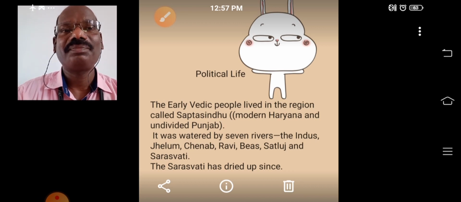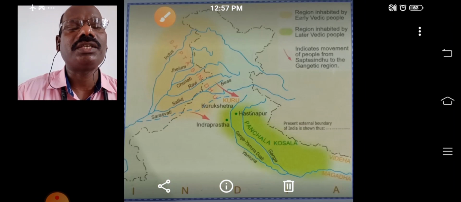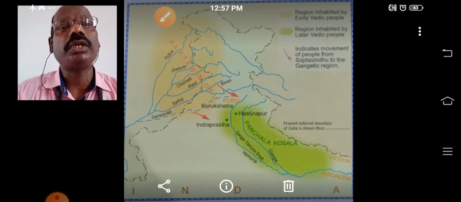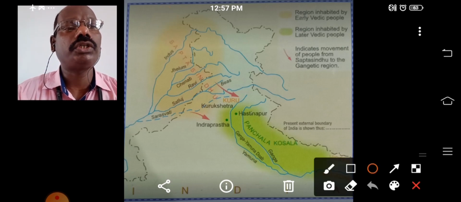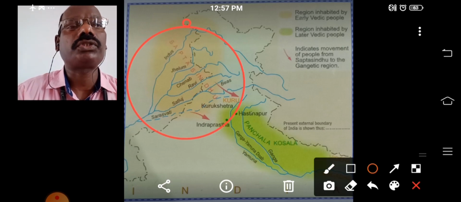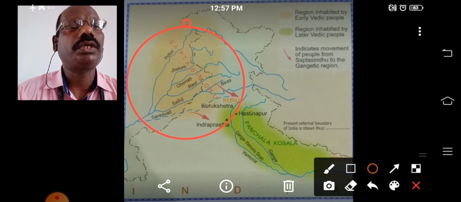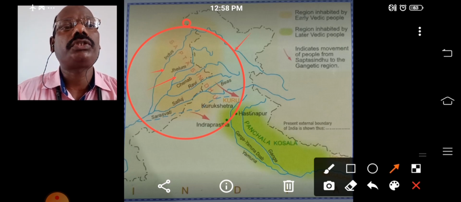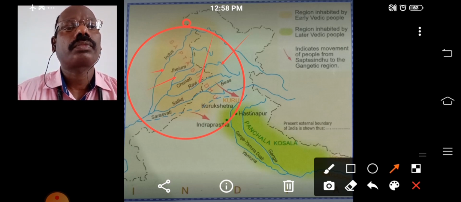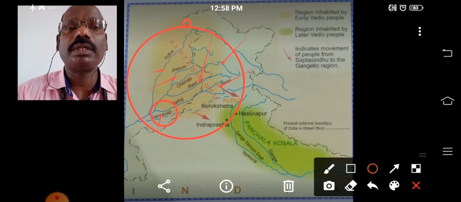I can show you this region. Where is the region? It is on our India map, and there is the Saptasindhu region. That means this yellow colored region. This region is called the Saptasindhu region. Can you notice all the rivers here? This river is called the Indus river. This river is called the Jhelum river. This is the river Chenab, and this is the river called Ravi, and here is the river called Beas, and here is the river Saraswati. This river Saraswati is not there at present, it dried up. All the other rivers are there.